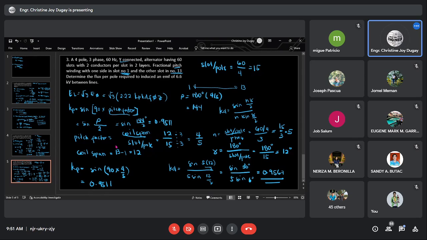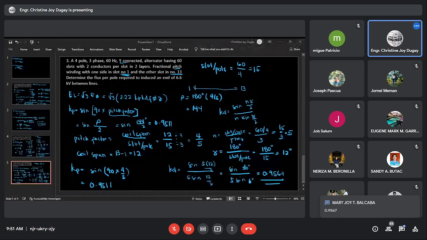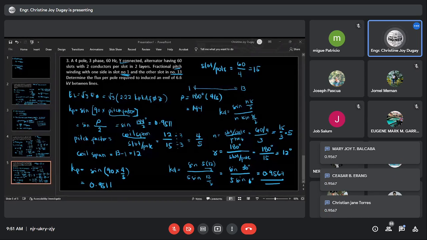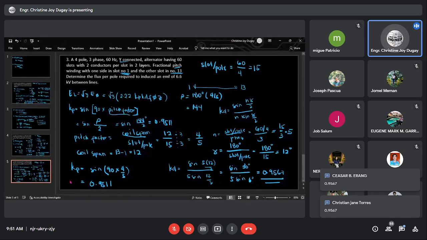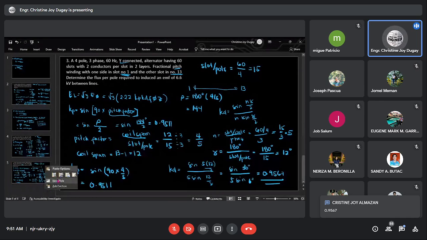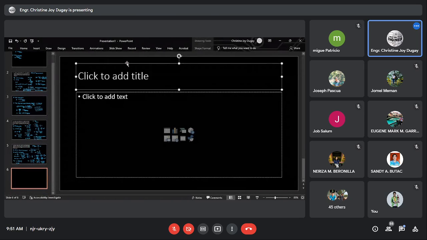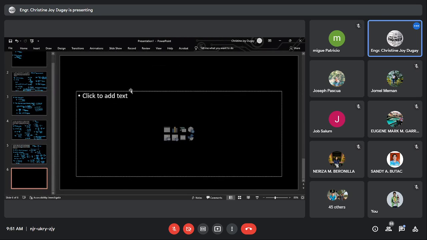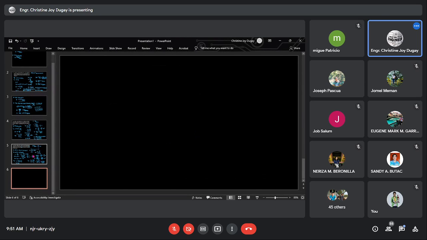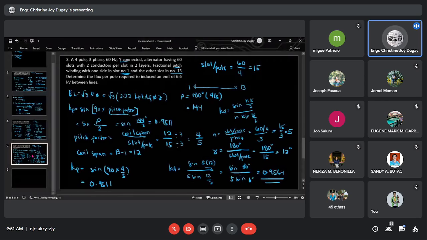Same po ba? Ayan, 0.9567. Tama? Next. KP, how about the frequency? Meron na po ba tayo? Wala pa, tama? Frequency is, meron na pala, 60 Hz. Nakalagay na po sa problem.